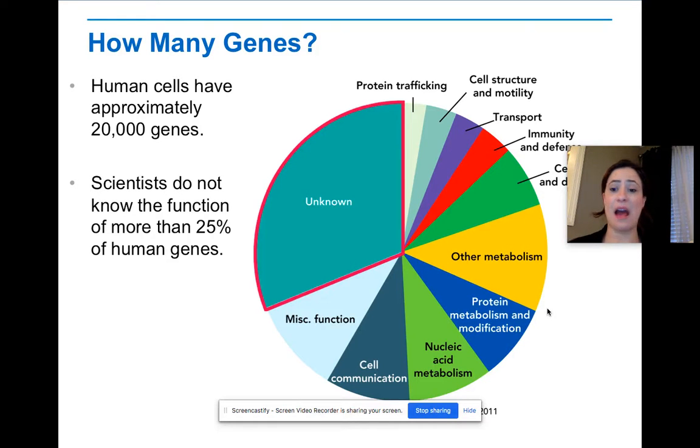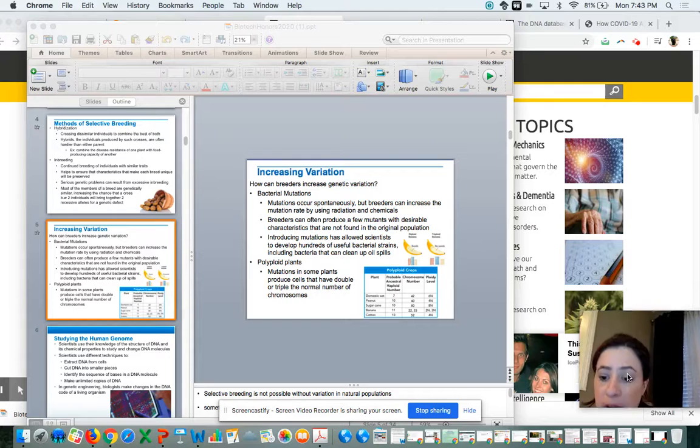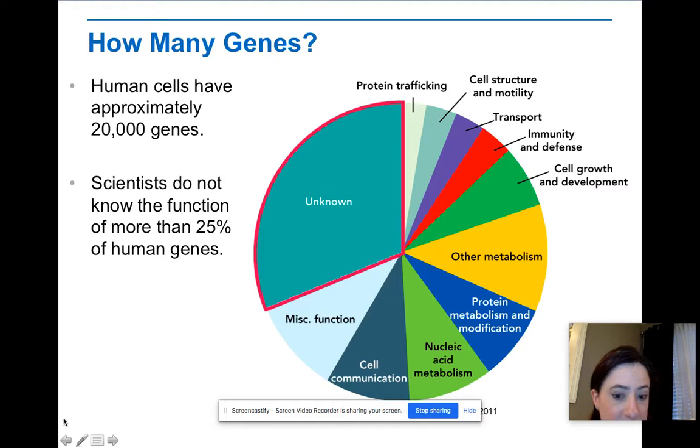Well, and how many genes are there? So here, how many genes are there? So human cells have approximately 20,000 genes, but we don't know the function of more than 25% of those genes. Protein trafficking, cell structure and motility, transport, immunity and defense, cell growth and development, other metabolism, protein metabolism and modification, nucleic acid metabolism, cell communication, miscellaneous function, and still unknown.